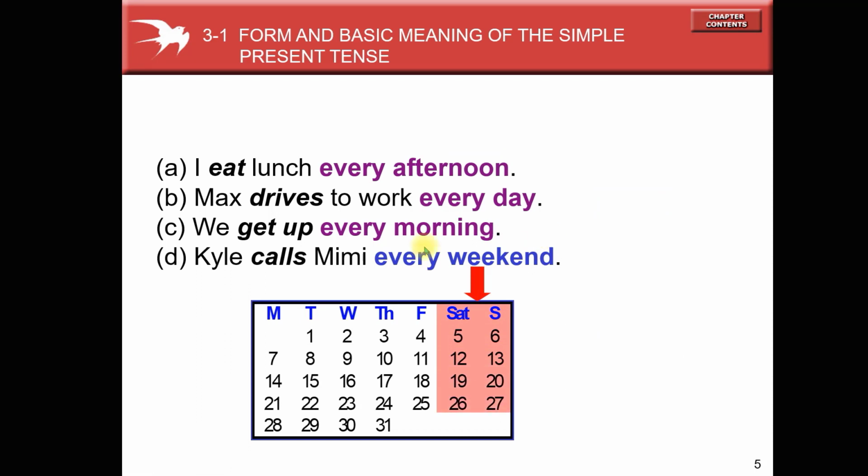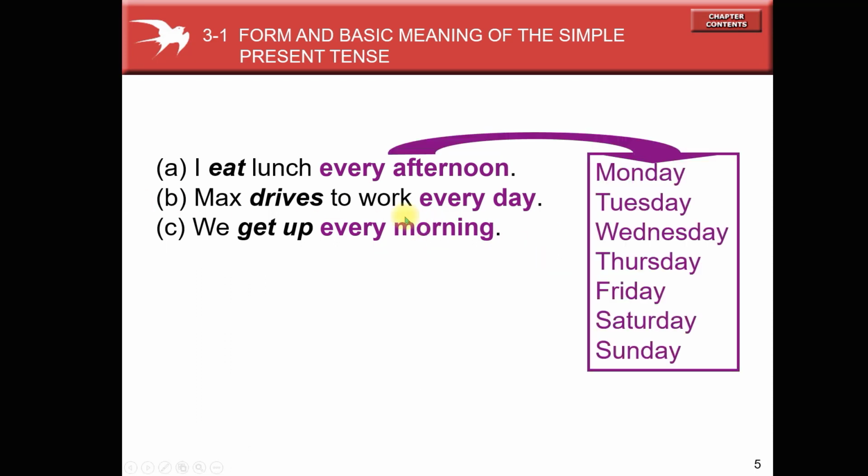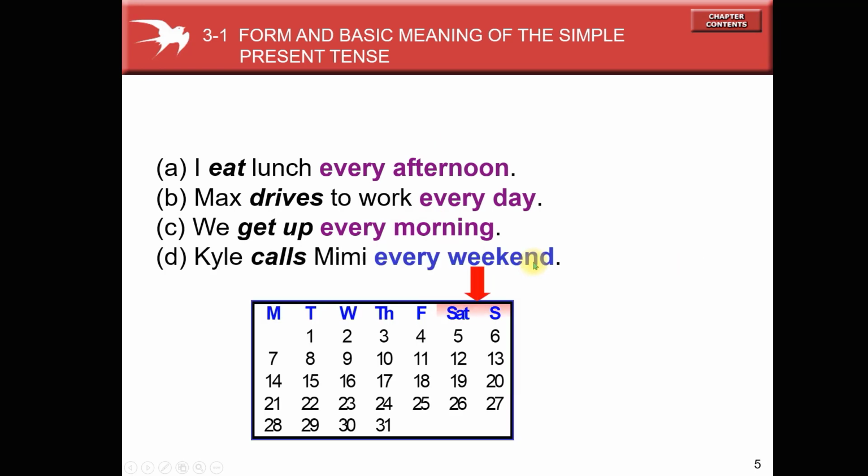Okay. Now, let's go back. We get up every morning. And then here we have, I eat lunch every afternoon. Max drives to work every day. Kyle calls Mimi every weekend. If you notice, it drives S because it's he, Max. S because it's Kyle, she calls. And weekend obviously refers to Saturday and Sunday.